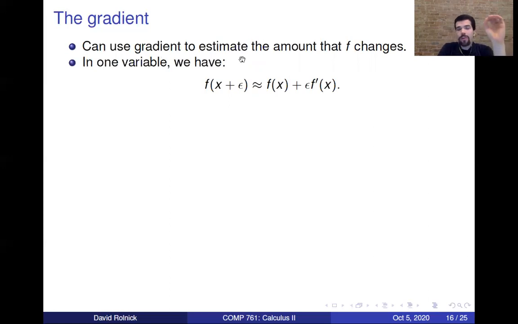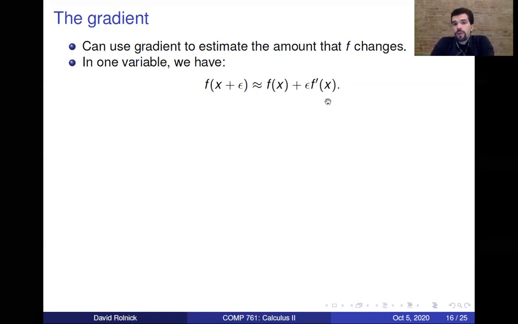So in one variable, how do we use the derivative to estimate the amount that a function changes? Well, it's the slope, it's the instantaneous slope. So f of x plus epsilon is roughly f of x plus epsilon times the derivative at x. This is a first order approximation. We'll see what a second order approximation is when we look at Taylor series. But this is basically just the equation of a line.